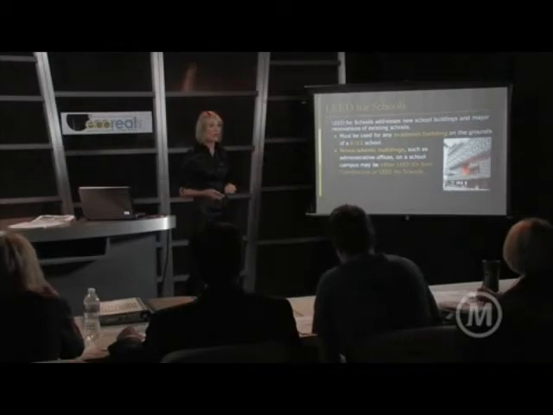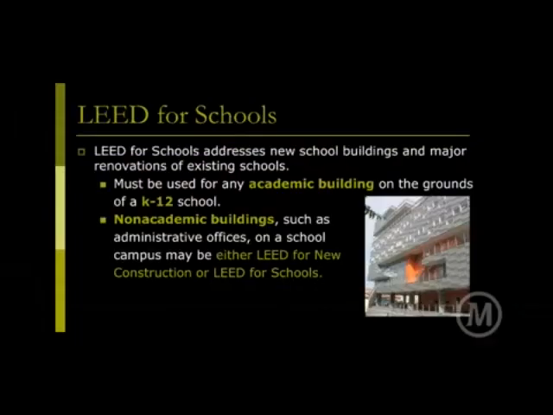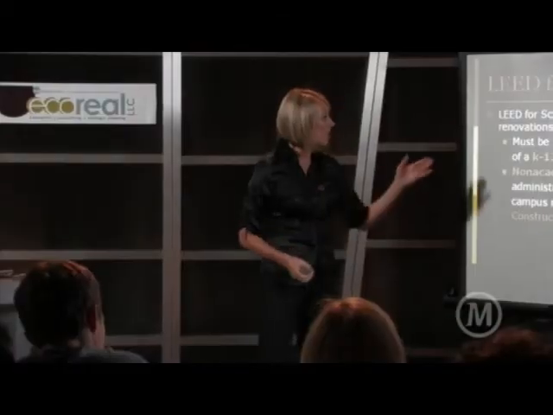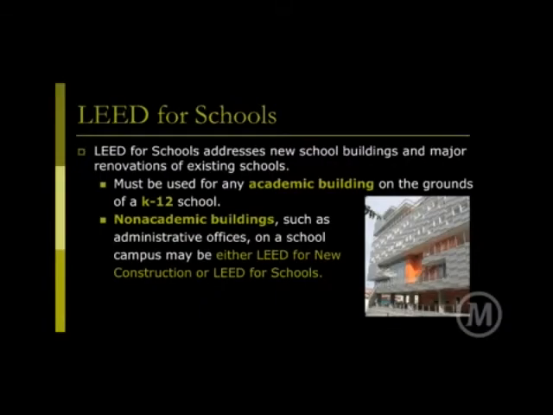And it is its own rating system using those same categories we talked about. Go through them again just so you get familiar. Sustainable sites, water efficiency, energy and atmosphere, materials and resources, and indoor environmental quality. So we're still working within that framework, but we're addressing especially the needs for kids. So if you're going to go for LEED for schools, it's any academic building on a K through 12 school campus. If it's a non-academic building on that campus or that site, then it can go for either new construction or for the LEED for schools rating system. So just some options there.